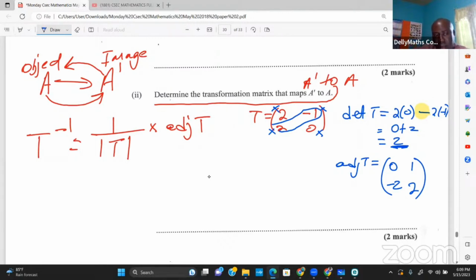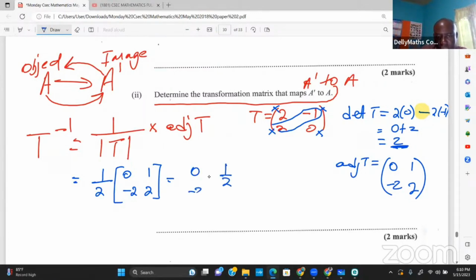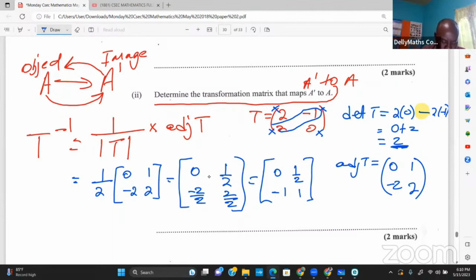Then now fit everything together. Come back here. 1 over my determinant. And then I'm going to put my adjoint here. And then you want to just slide it inside. So you'll end up with a 0 here, 1 over 2 here. You get -2 over 2. I'm going to simplify that. You're going to get 2 over 2. Finally, you could break it down: 0, half, -1, 1. Take a look at it. 0, half, -1, 1. So that matrix would have done the reverse for you.